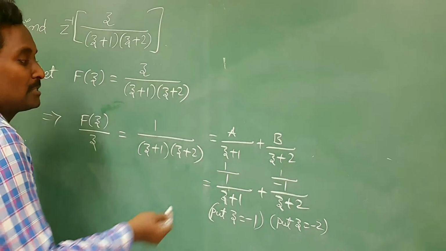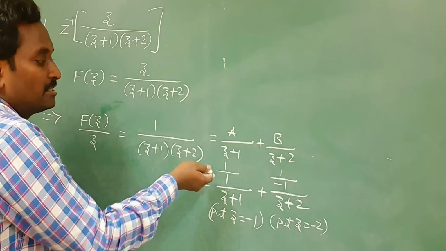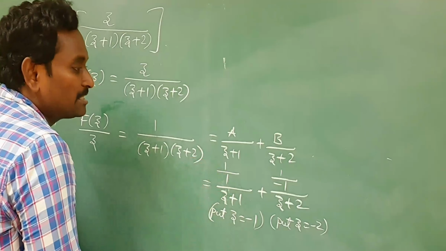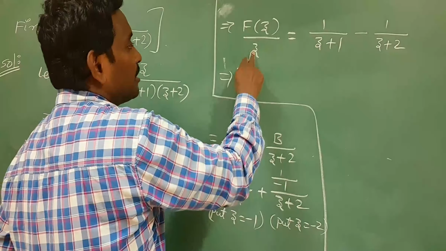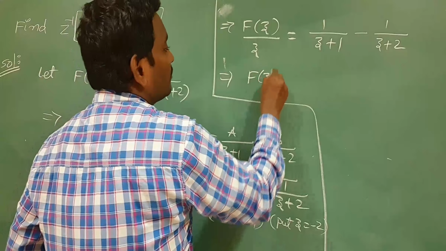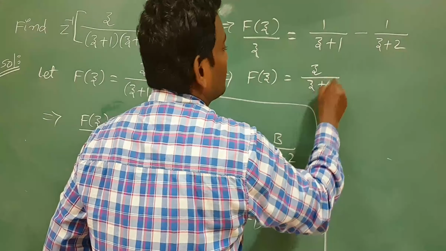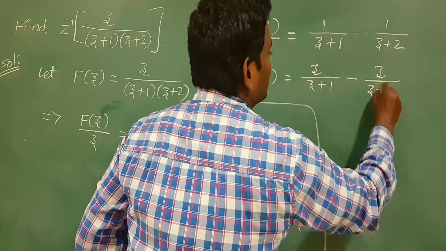This is the direct method. You can also use this method. Otherwise, if you feel this direct method is difficult, then you can take the LCM and equate the numerators. You can use the basic method, no problem. So from this, f of z by z is equal to 1 by z plus 1 minus 1 by z plus 2. Take this denominator z to the right side. F of z is equal to z by z plus 1 minus z by z plus 2.